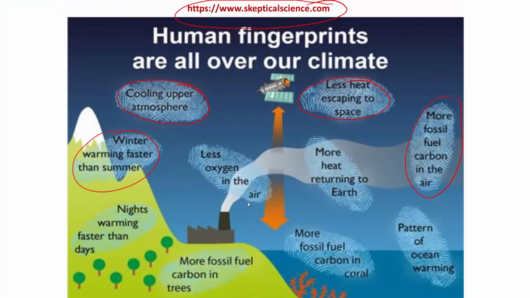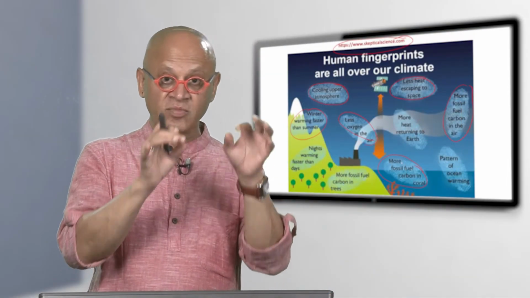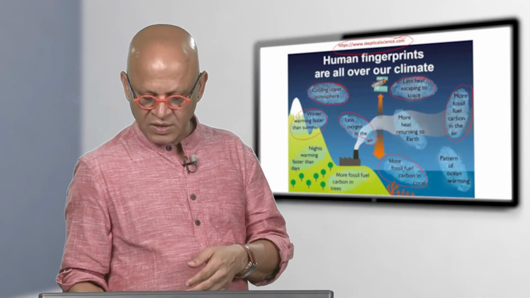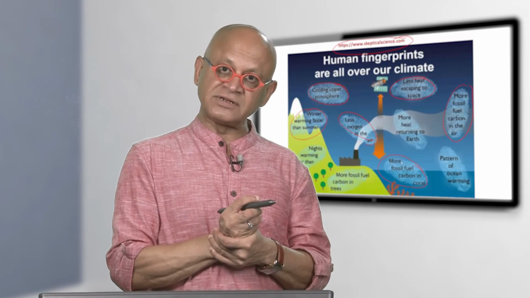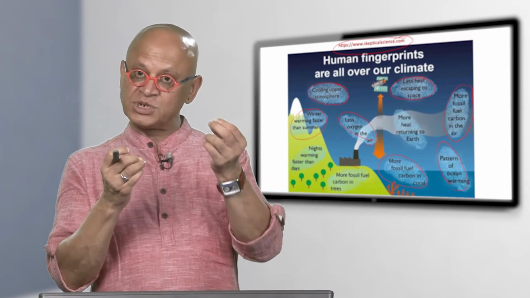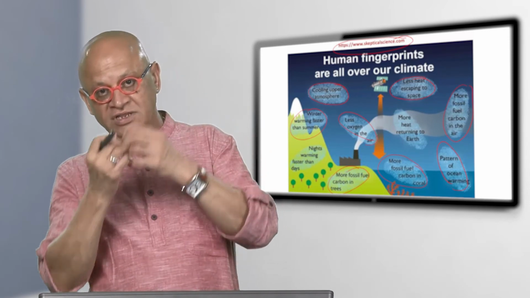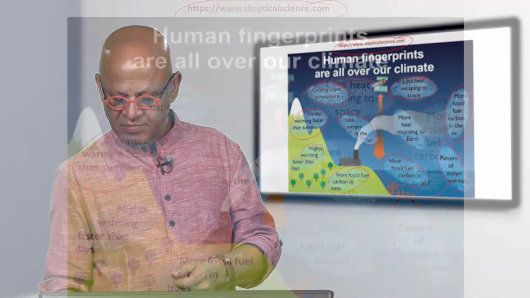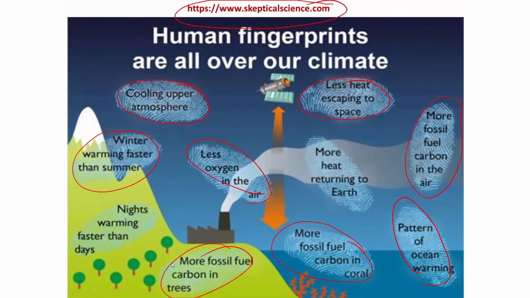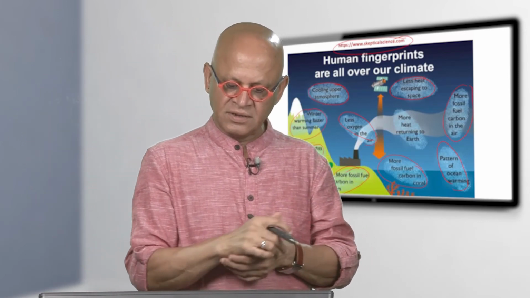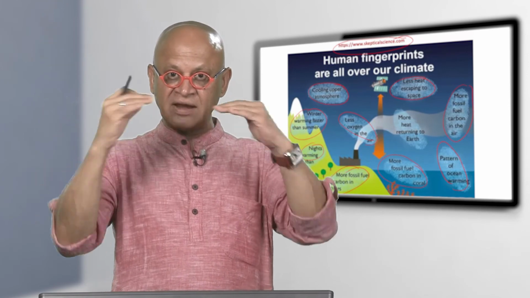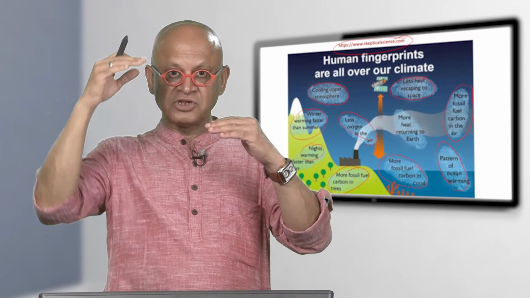Winters are warming faster than the summer. There is less oxygen in the air because the fossil fuel burning is taking up the oxygen. Nothing to worry about, but it is evidence of fossil fuel burning. And there is more fossil fuel carbon in the corals. We looked at delta C13, remember C12, C13, and how it changes in the air because of fossil fuel burning, how that is captured in corals. That evidence is very clear. Patterns of ocean warming, fossil fuel carbon also is found in the trees. Nights are warming faster than the days, which is because of the change in outgoing long wave radiation at night. So, clouds which can reflect light during the day can trap the outgoing long wave during the night, and there is no energy to reflect from the sun.